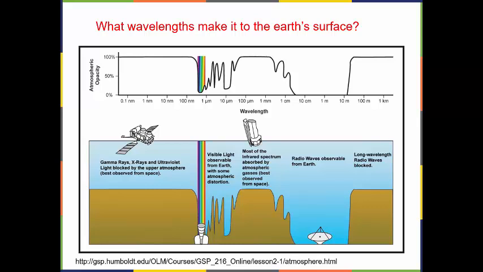Most of the infrared waves are absorbed by water vapor in the atmosphere. Radio waves are observable from Earth, and we have special telescopes called radio telescopes that can observe the radio waves, and we'll talk more about these later.